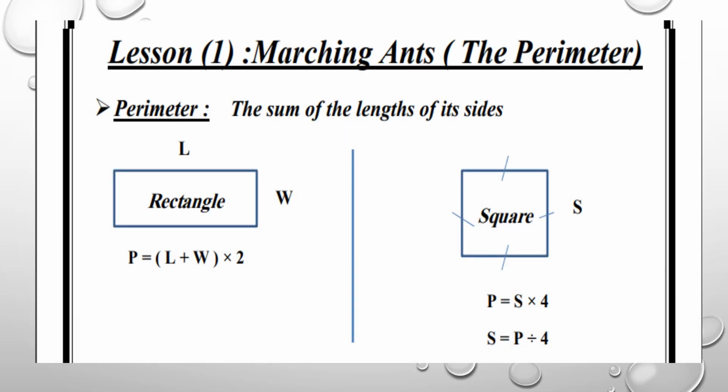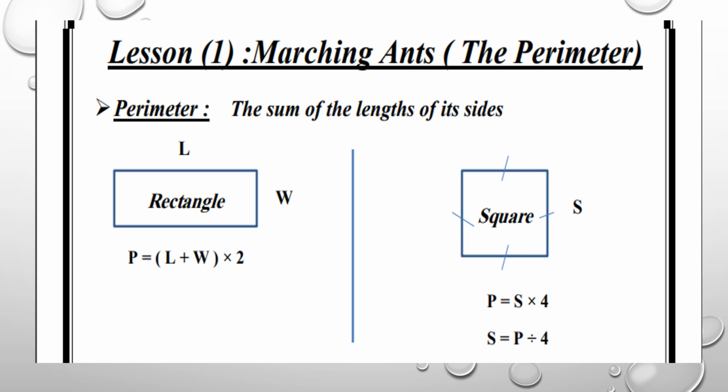In this lesson, we will talk about the perimeter. Perimeter means the sum of the lengths of its sides. Look at the first shape that we have, a rectangle. We said before that any rectangle has two dimensions. The first one is called length and the second one is called width. We have in a rectangle two lengths and two widths.